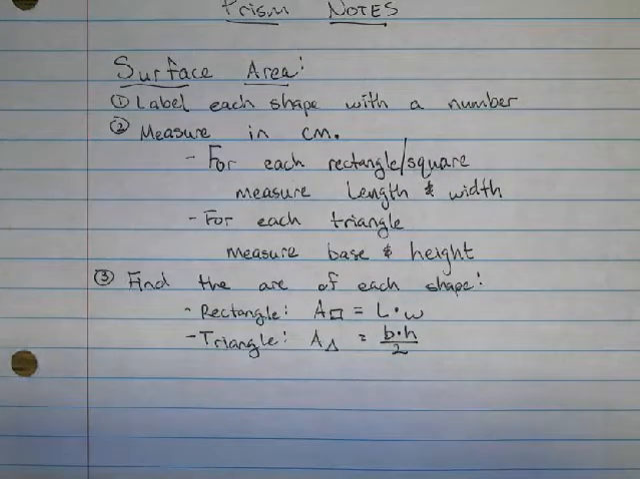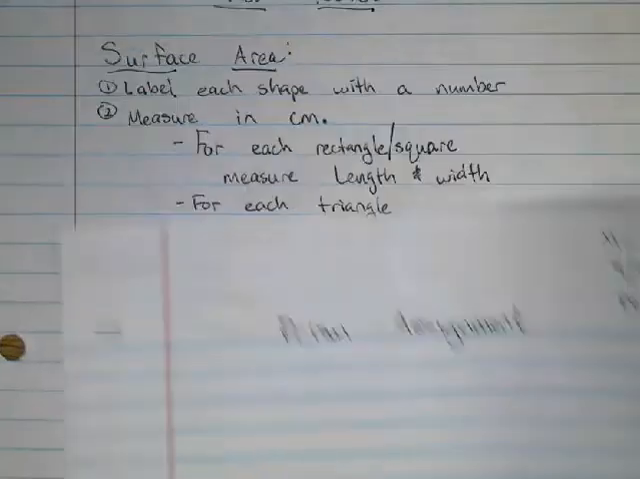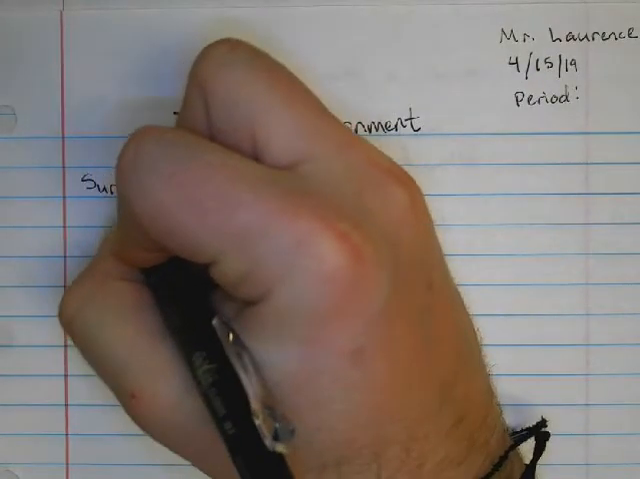Okay, so now we're going to go to our assignment to do this. So pull that second sheet of line paper that has the assignment on it. And the first thing we are doing is finding surface area. So we'll do surface area.